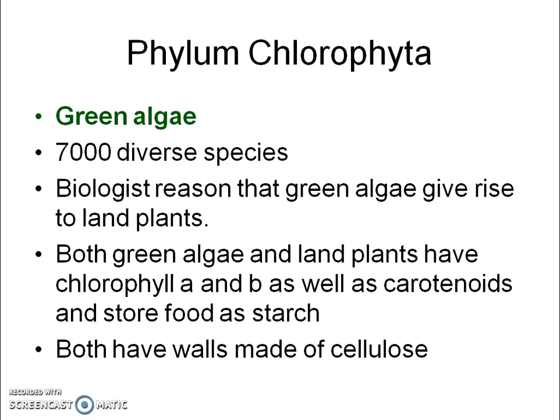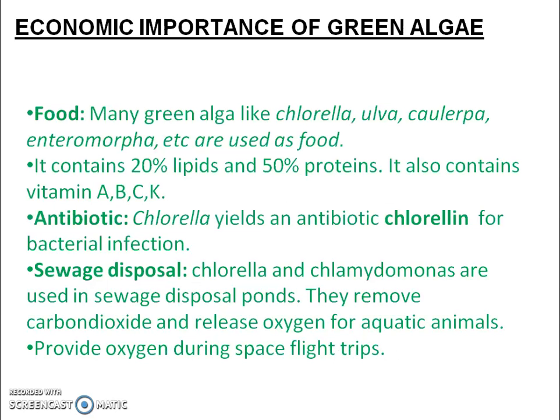Then come to the first type of algae, that is phylum Chlorophyta, the green algae, as it is also called. 7,000 diverse species, and biologists reason that green algae give rise to land plants. Both green algae and land plants have chlorophyll a and b, as well as carotenoids. Their cell wall is made up of cellulose.